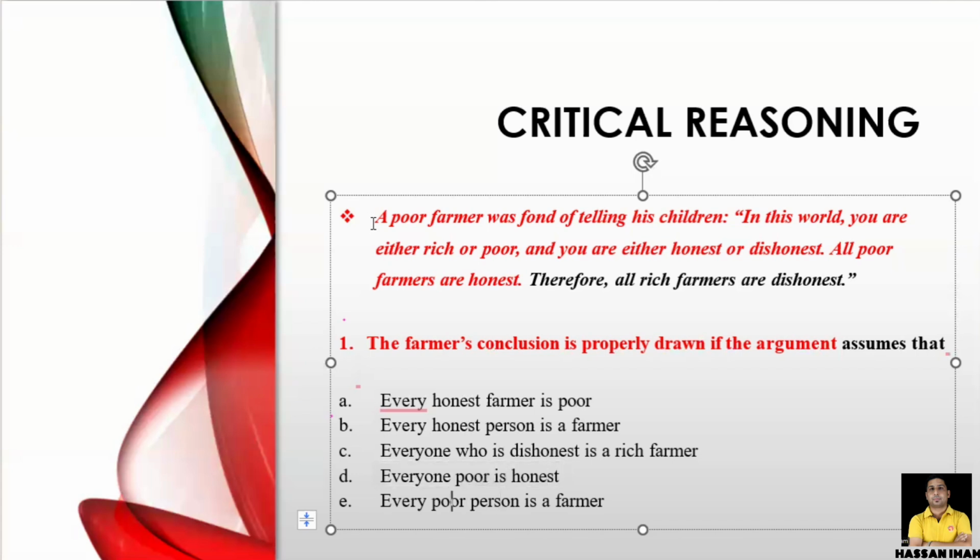Next, every poor person is a farmer in E option. In the question, every poor farmer, either honest or dishonest. So the question choices are not talking about poor farmer or rich farmer. Instead of that, they are talking about every poor person, everyone. So it is not up to the passage. So I will go with A point.